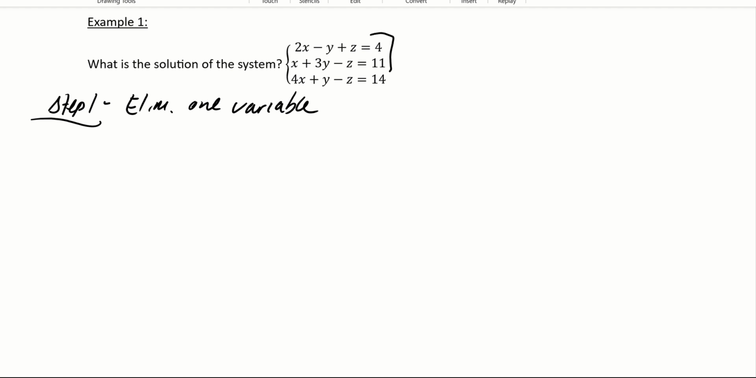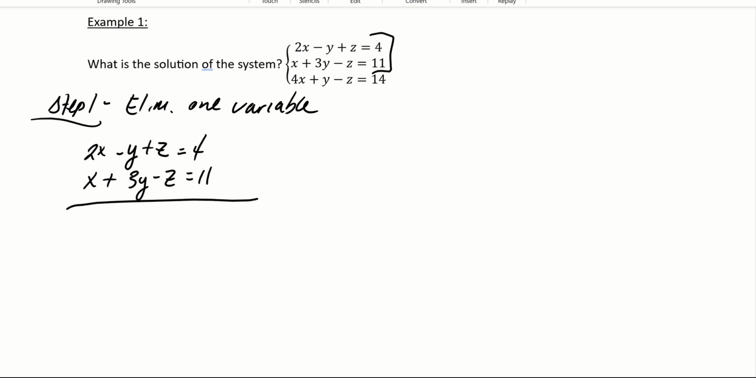So I'm going to start by using the first 2, and I'm going to eliminate z, because you see we have a plus z and a minus z there. So if I write this out, 2x minus y plus z is equal to 4, and x plus 3y minus z is equal to 11. If I add those 2 together, I end up getting 3x plus 2y. Z minus z is 0, is equal to 15.